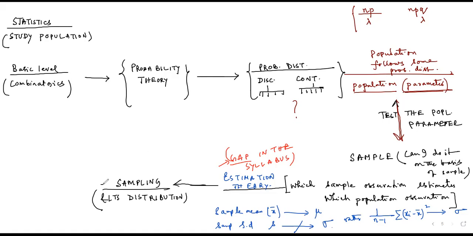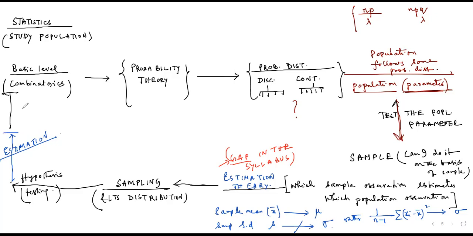Once sampling is done, we set up our hypothesis and we go for hypothesis testing. Either we accept our hypothesis or we reject our hypothesis. If we accept our hypothesis, then it is okay. If we reject our hypothesis, then we again go for estimation theory and we try to estimate the population parameter. That estimation is called interval estimation. And after that, once we learn all this, we go to the finishing line, which is called SQC.